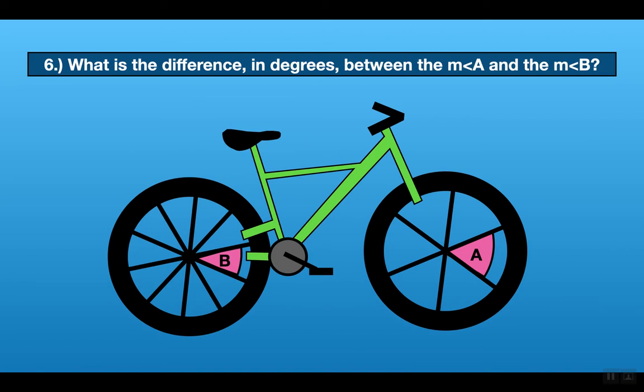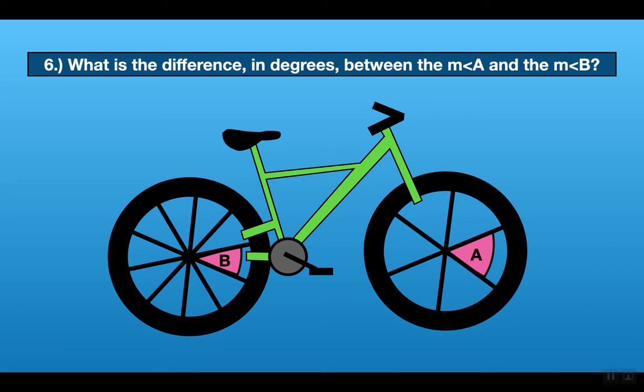Question 6. What is the difference in degrees between the measure of angle A and the measure of angle B? Okay, so as you can see, we have a bicycle with 2 wheels, and the measure of the angle of the spokes is different. Okay, so let's take the circle on the left first.